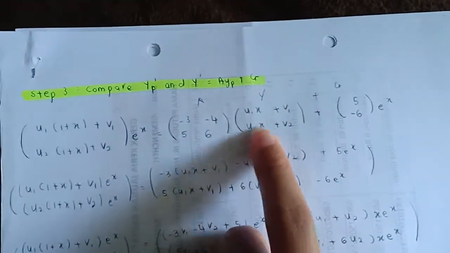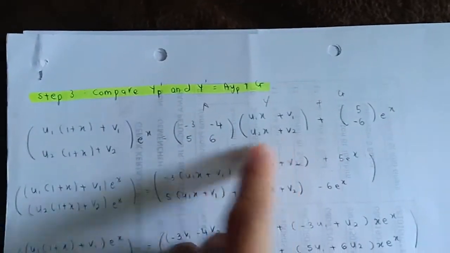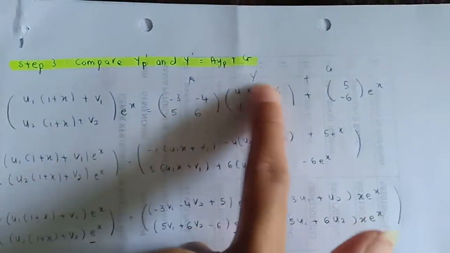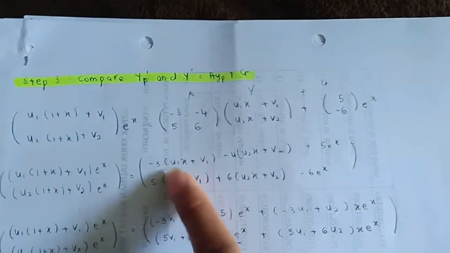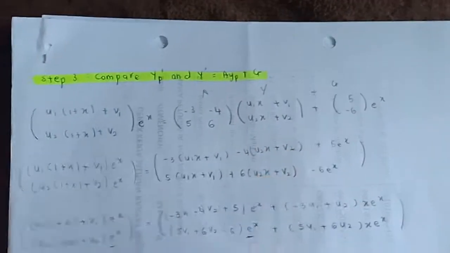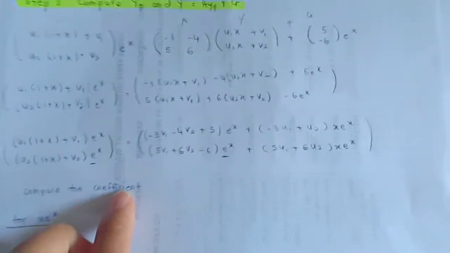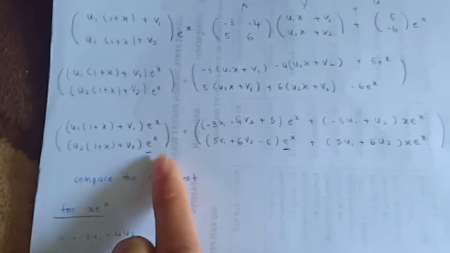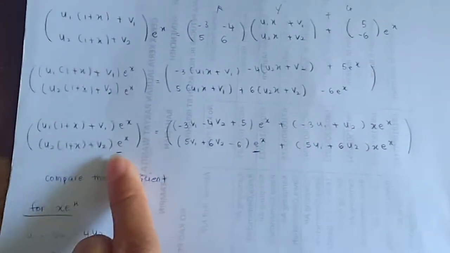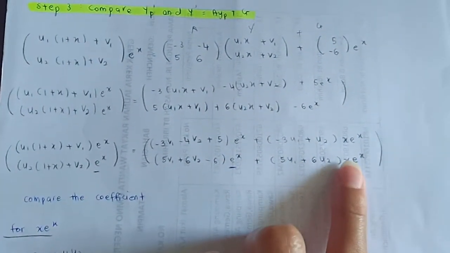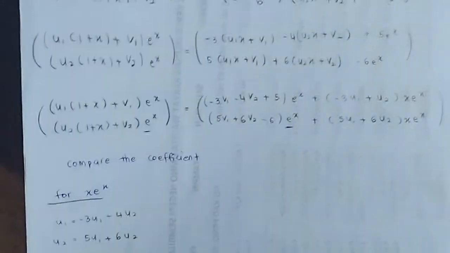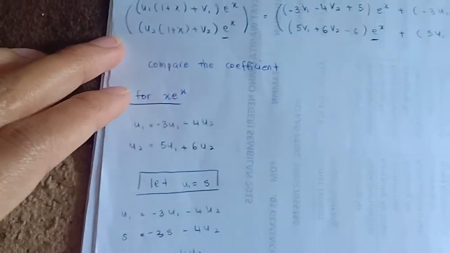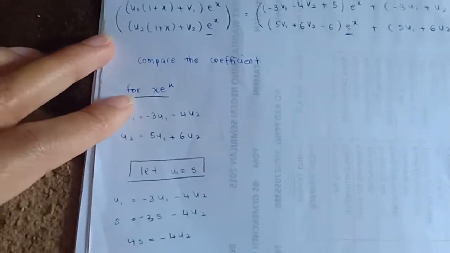I just substitute the yp here, and I expand the equation, and I get this. Okay, and I will separate the equation according to the coefficient here, ex with dx and x ex, so it is easier for us to compare the coefficient. Okay, we start to compare the coefficient.